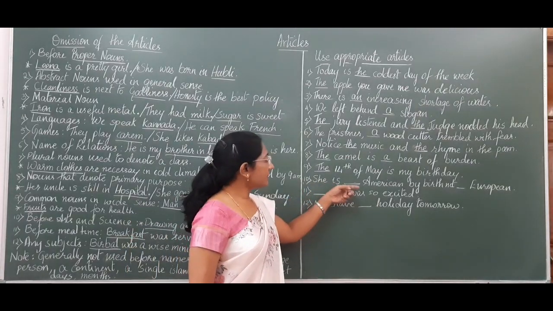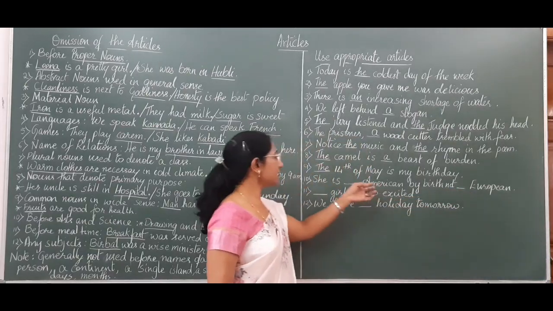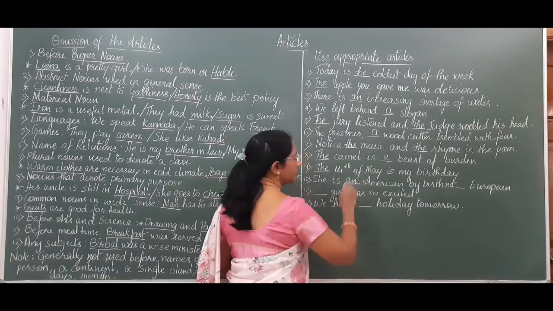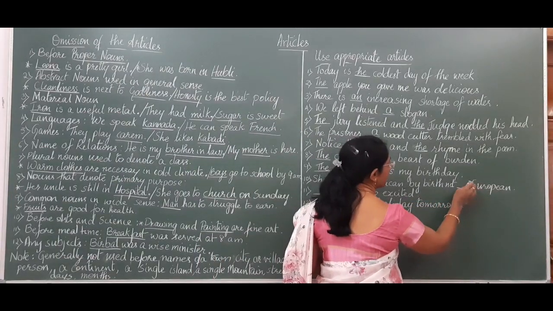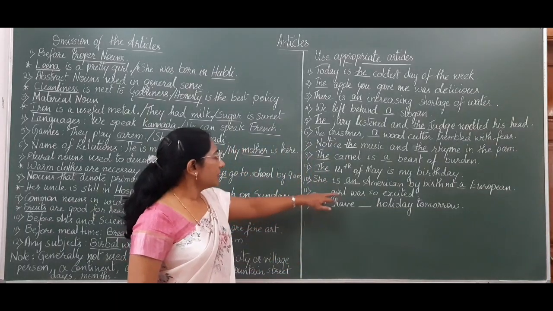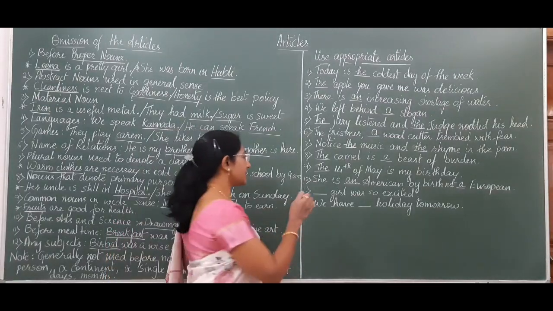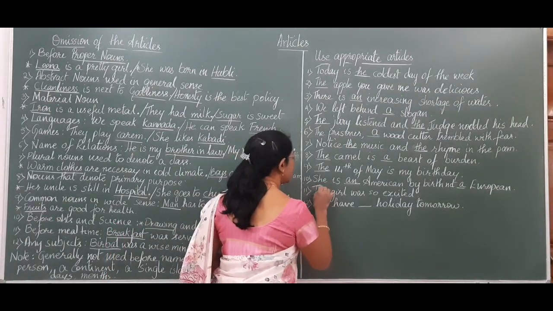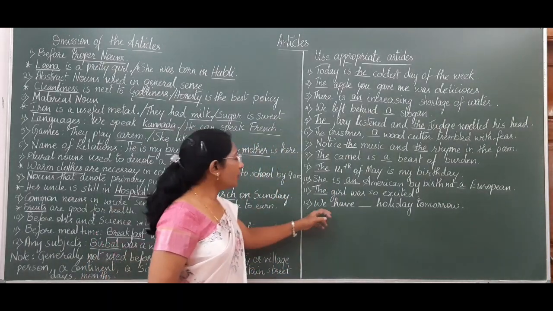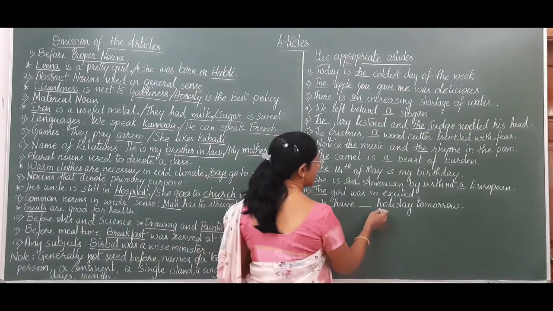She is dash American by birth, not dash European. Since American starts with a vowel sound, you use an, and European starts with a consonant sound, you use a. Dash girl was so excited. You are talking about a particular person. So it takes the definite article the. The girl was so excited. We have dash holiday tomorrow. So it is a consonant sound. It carries a.